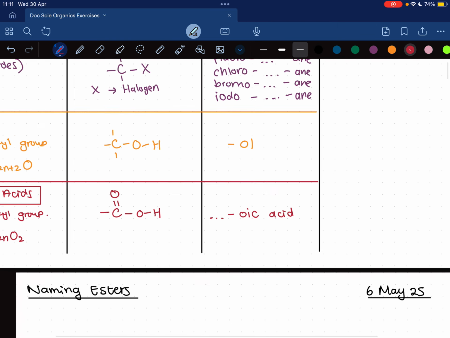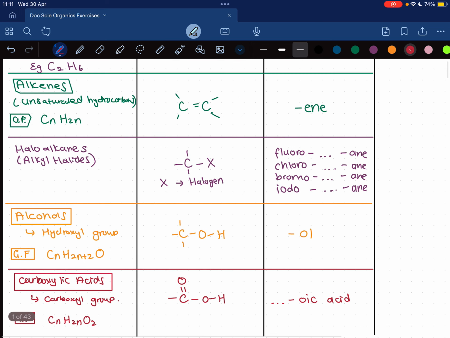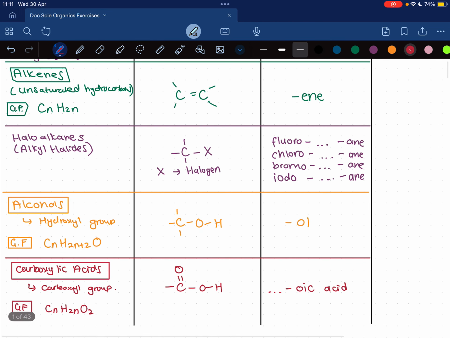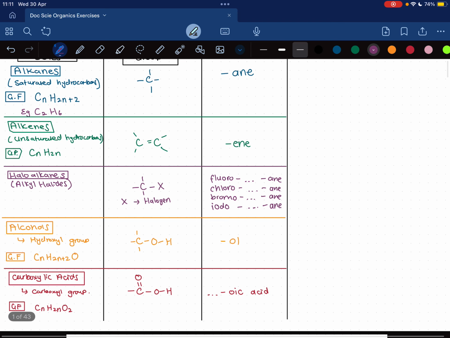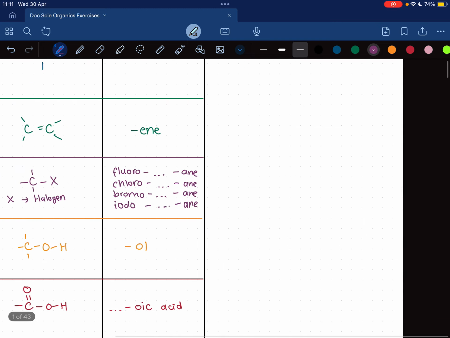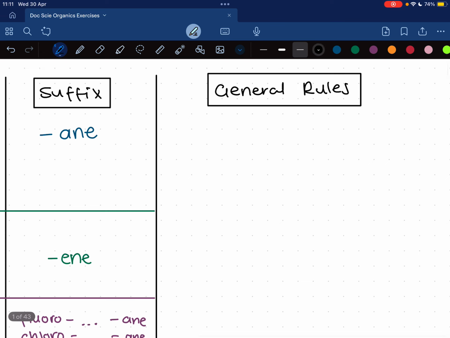Like butanoic acid. Those are the different types of functional groups that we discussed last term, and we practiced all the naming. So it's important for you to go over all the naming rules and everything that we did up until this point. Now, when we look at the general rules for naming, there are lots of general rules that we need to remember.